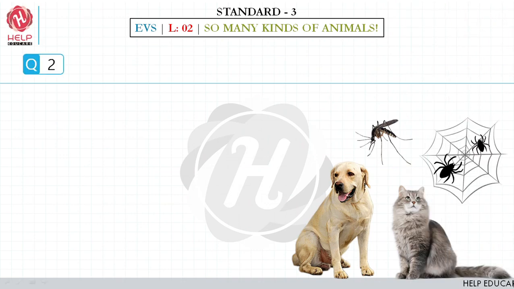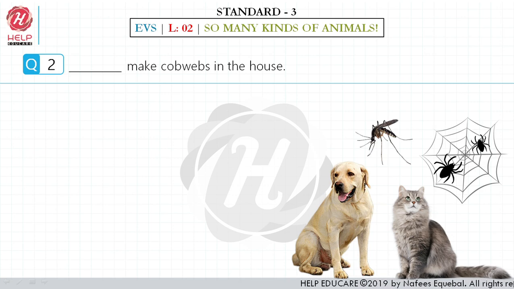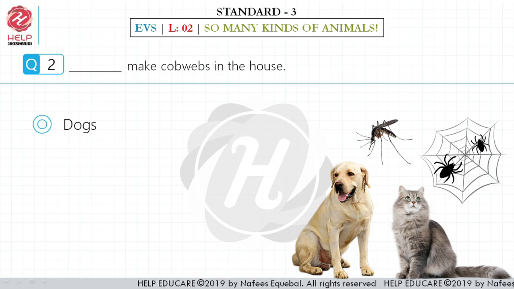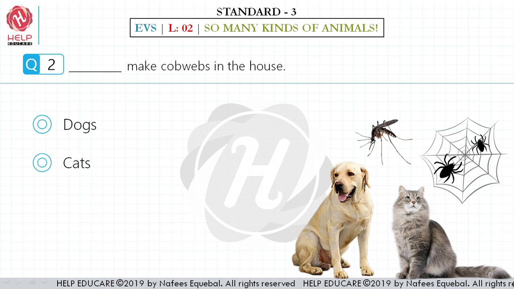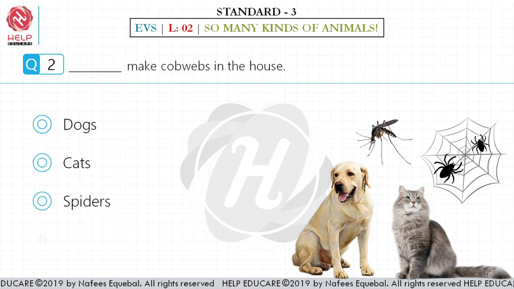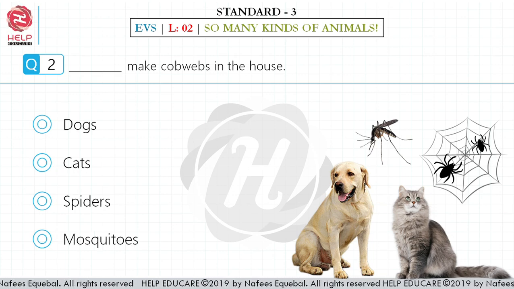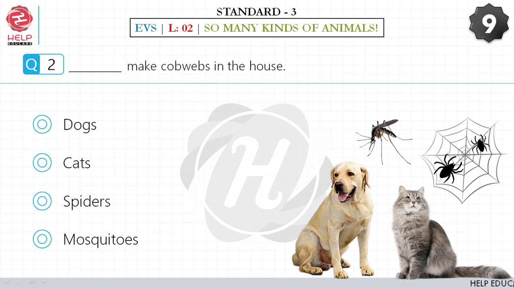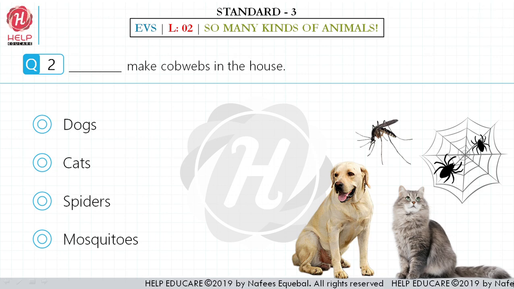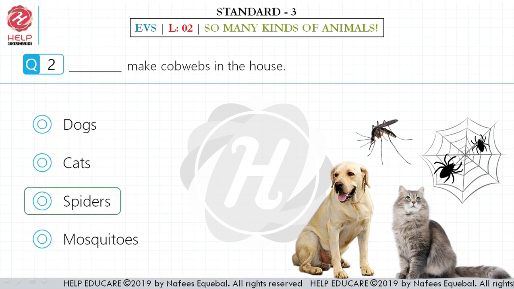Question number 2. Dash. Make cobwebs in the house. First option, dogs. Second option, cats. Third option, spiders. Fourth option, mosquitoes. Here, time starts now. Correct answer is spiders.